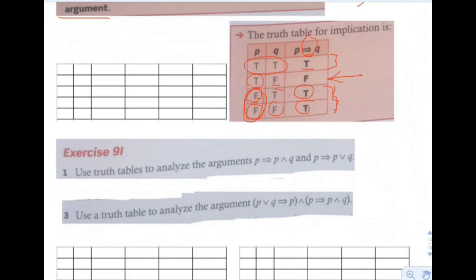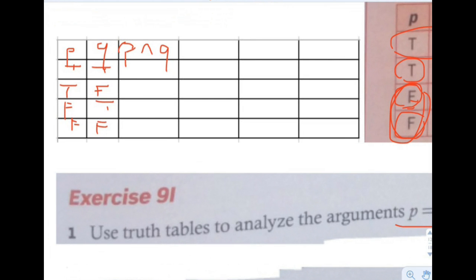Now we're going to use truth tables to analyze the arguments. P implies P and Q, and P implies P or Q. So we are going to put P here, and we're going to put Q here, and we're going to put all the different combinations, which are true-true, true-false, false-true, and false-false. And so first we're going to just find out what P and Q is equal to. P and Q is true whenever you get a double true, and otherwise it's false. Okay? And then we check.